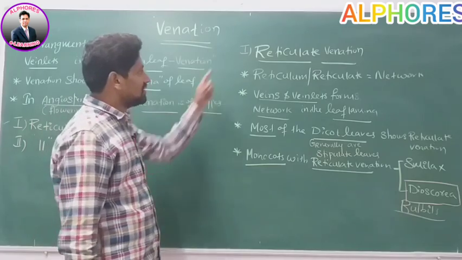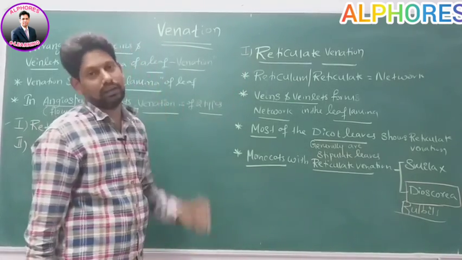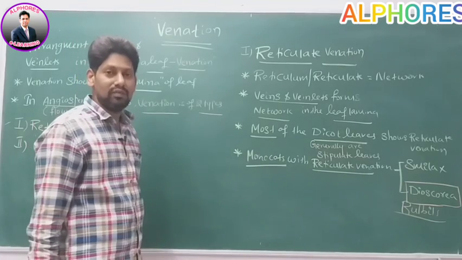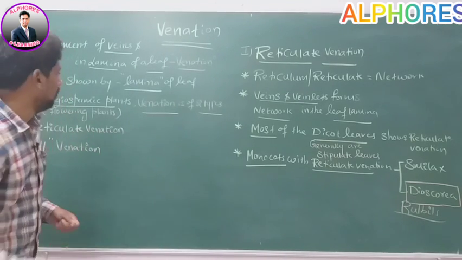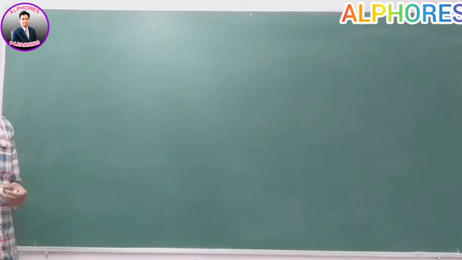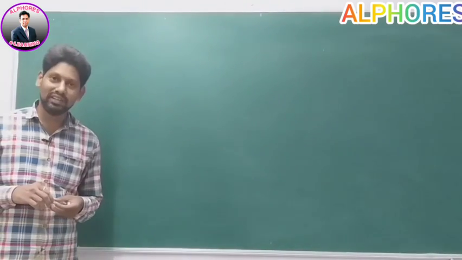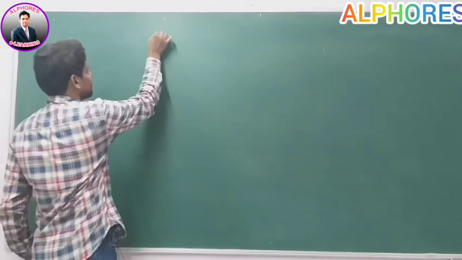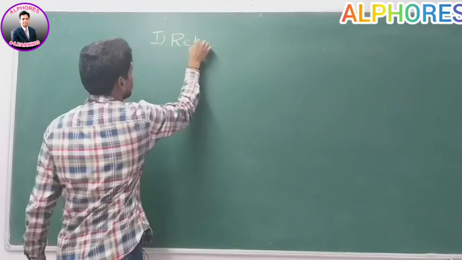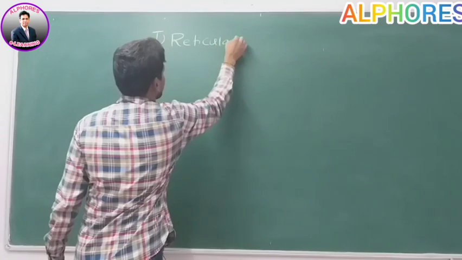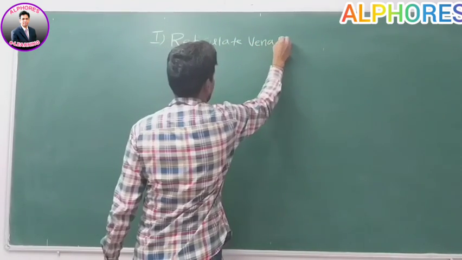Sir, we are discussing which venation? Reticulate venation. Reticulate venation is of two types. Now listen here. We are discussing venation, right? Venation is of two types: reticulate venation and parallel venation. The first one is reticulate venation.